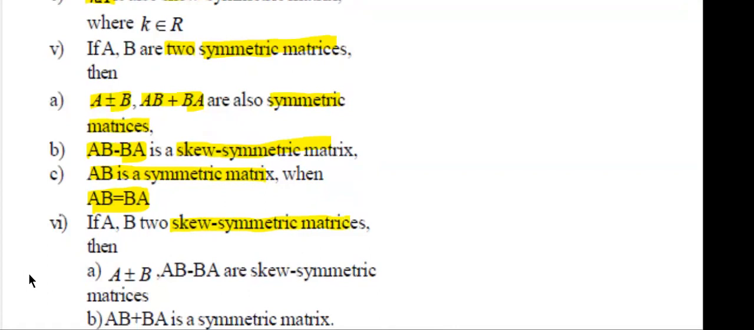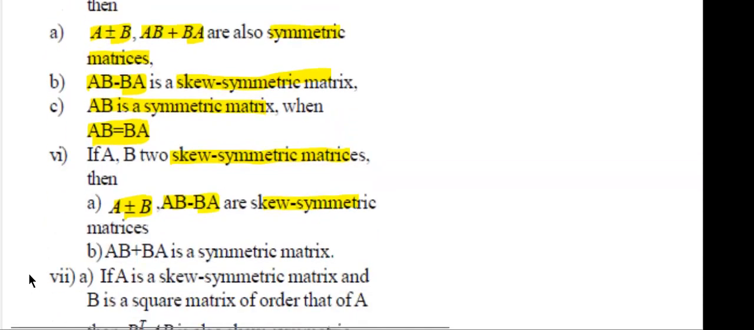Next, sixth point. A, B are two skew symmetric matrices. Then A plus B, A minus B, AB minus BA are skew symmetric matrices. AB plus BA is a symmetric matrix. When A, B are skew symmetric matrices, then AB plus BA is a symmetric matrix.